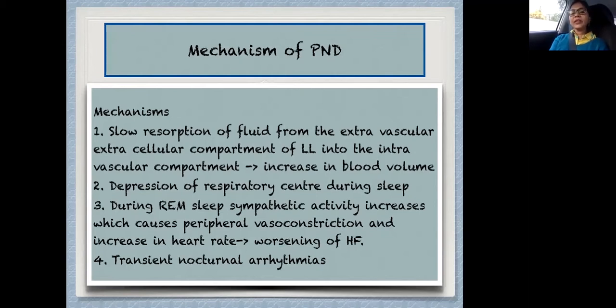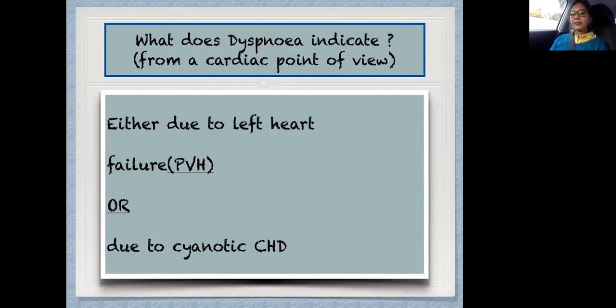Then depression of the respiratory center during sleep is supposed to contribute, and increase in sympathetic activity is also supposed to be a significant contributor to the mechanism of PND. And it has also been implied that transient nocturnal arrhythmias can lead to the same.